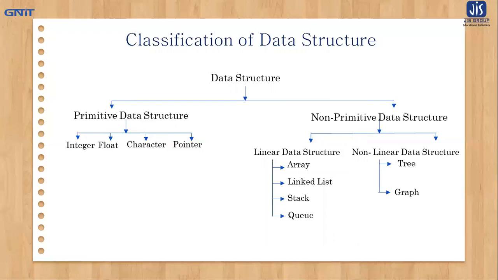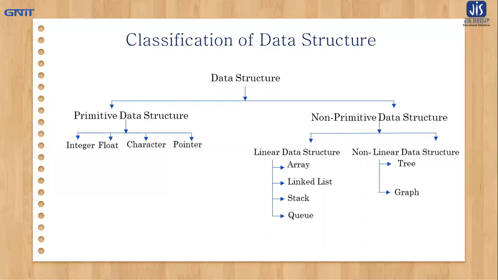Then the non-primitive data structure, under which there are two kinds of data structure, and those are the main part of the syllabus of this data structure subject. So first is the linear data structure, under which we have array, linked list, stack, queue, all these things. And the last one is the non-linear data structure, where we have to study tree and graph. So the classification of data structure can be like primitive and non-primitive.